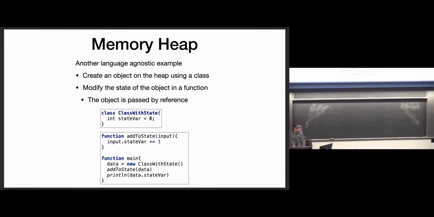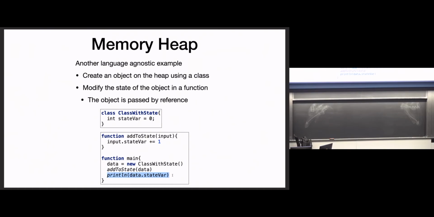So for this, I have a class named class with state, with one state variable, which will be initialized to 0 when an object of this type is created. I'm going to have a main method that creates an object of this type, calls the function add to state, which is going to take a reference to a class with state. It could take anything with a state var, and add one to its state variable. And then we're going to print that state variable to the screen, which should, of course, print 1.